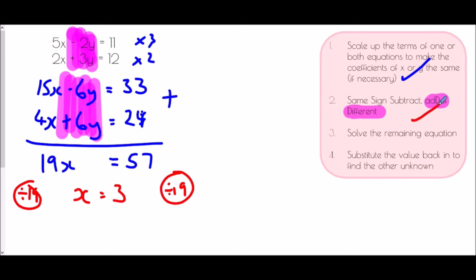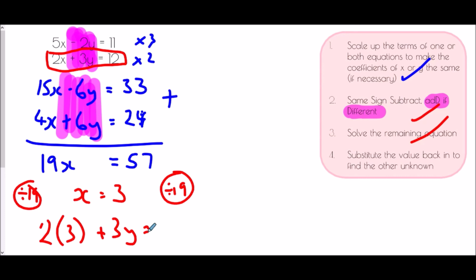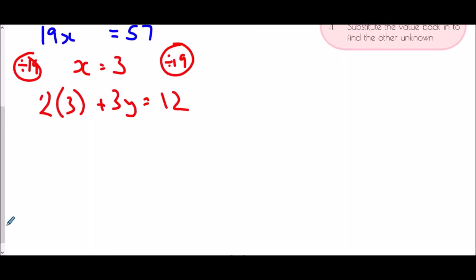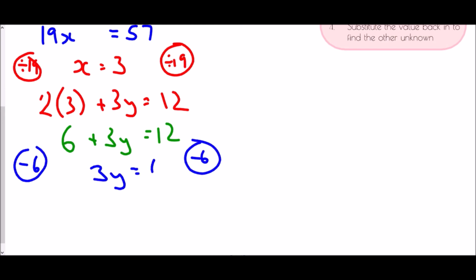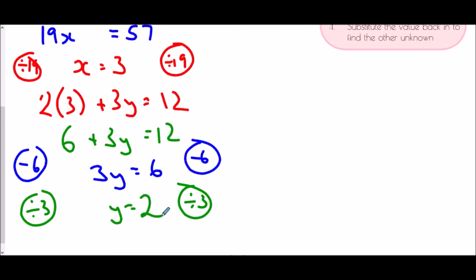So we've completed our step 2 and our step 3. Step 4, substituting that value back in. I'm going to go this time with equation 2, just because all of the numbers are quite small in that one. So 2 brackets 3 plus 3y equals 12. So let's try and solve that. That will be 6 plus 3y equals 12. Let's subtract 6 from both sides. 3y equals 6. And then let's divide by 3. Y would equal 2. So that's telling us x equals 3, y equals 2.